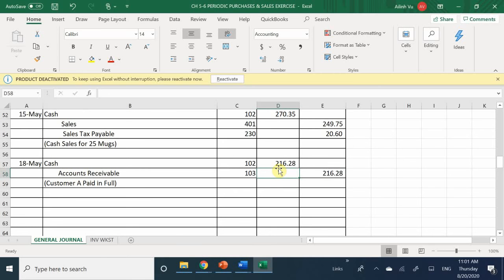I'm sorry, I was calculating the 50 mugs times the. My question was, we sold 20, but then we sold another 50. I got confused on that. Okay, so on May 18, there are two separate cases there. One for Mr. A, and then the other one is another.